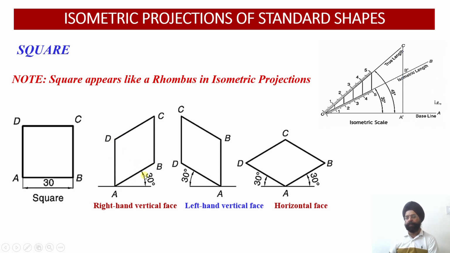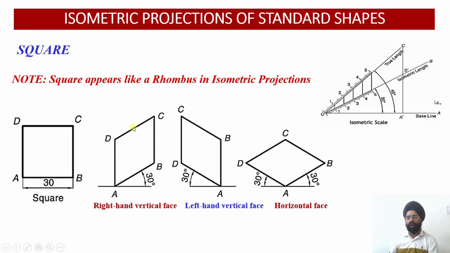Then using the principles of isometric lines, AB will be parallel to DC. So through D, a parallel line will be drawn which will be parallel to AB, and through B we are going to draw a parallel line, that is BC, which will be parallel to the axis edge over here, which will be AD. So this way the right hand vertical face square, left hand vertical face square, and the horizontal face square can be drawn. And in all these three cases, you see all the four edges are equal.